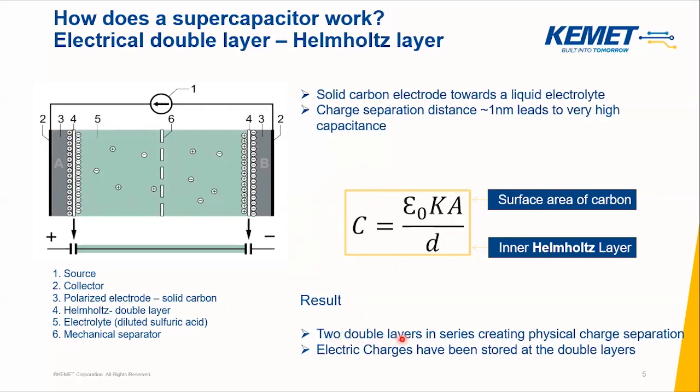As a result, we have 2 double layers in series, creating physical charge separation, and electrical charges are stored in this double layer. We also have the mechanical separator, which is like a film layer, which helps with the isolation. In case of failure, it won't let the 2 electrodes touch, but at the same time lets the ions move around easily.